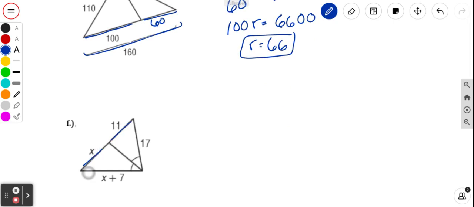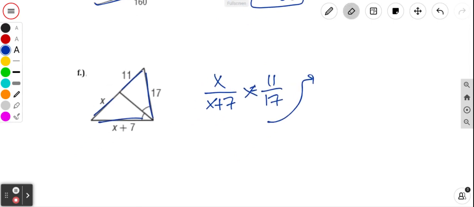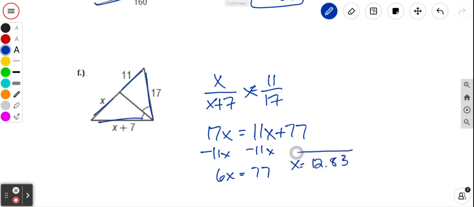Last one. We have these two pieces are proportional to these two pieces. So I'm going to do x over x plus 7 equals 11 over 17. Cross multiply. So 17x equals 11x plus 77. Anyone catch that? So I'm going to subtract 11x. So it's going to be 6x equals 77. And now divide 77 by 6. And it's 12.83. And that's it. So that's the last example.